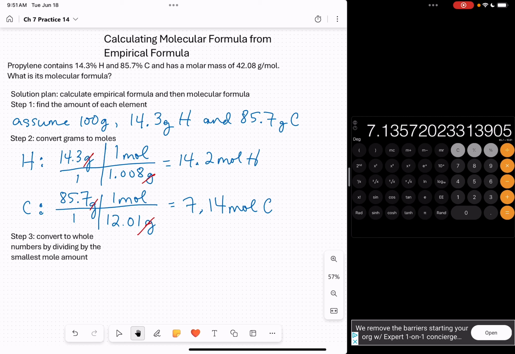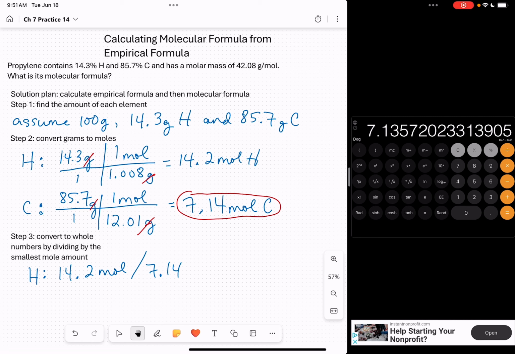is twice 7. But we will do the math to convert to whole numbers by dividing by the smaller amount of the two. The smaller amount of the two is the 7 moles of carbon, so we're going to divide both of those moles by 7.14. So we're going to start with hydrogen, 14.2 moles divided by 7.14 moles.